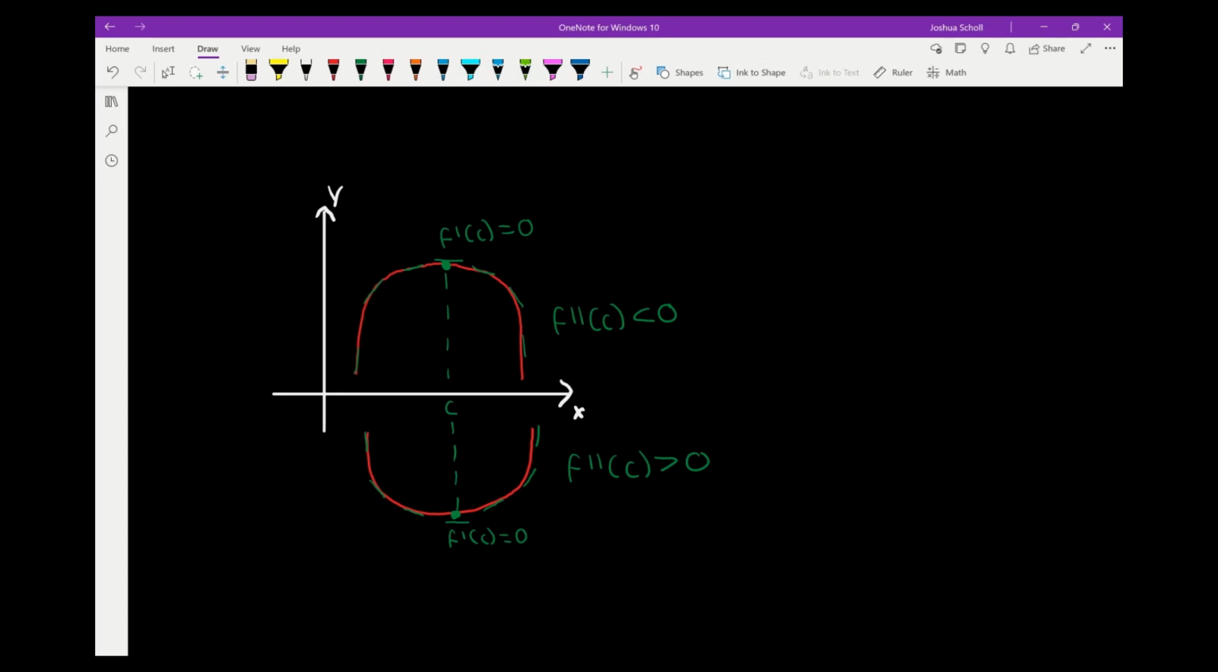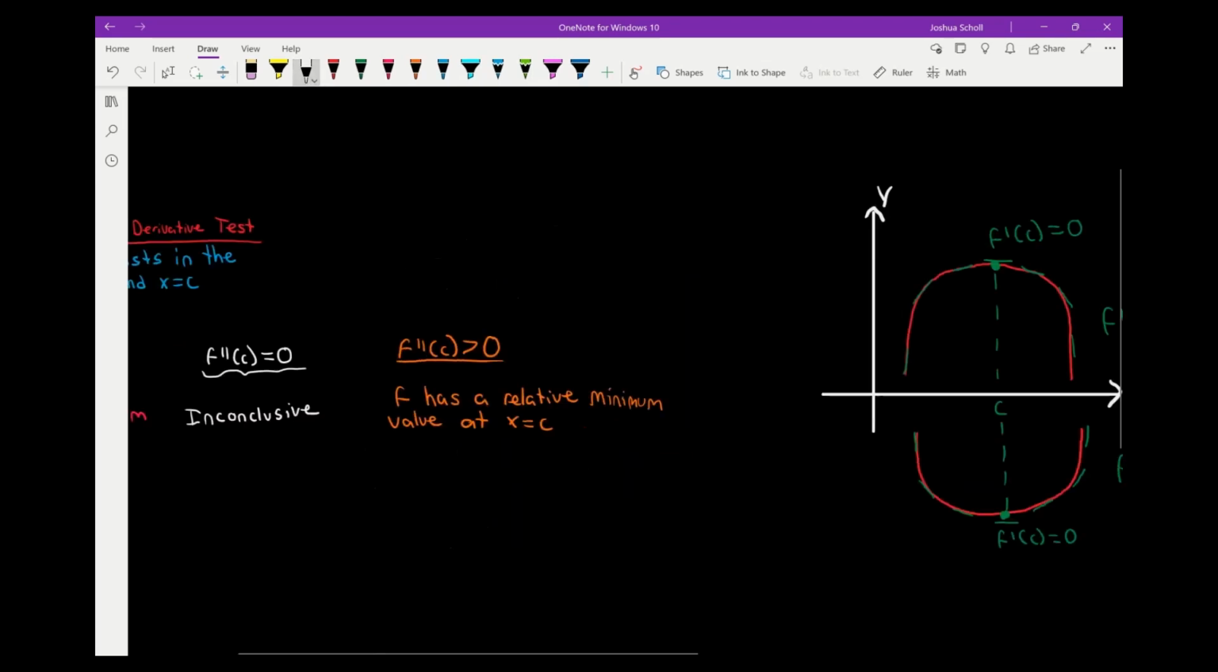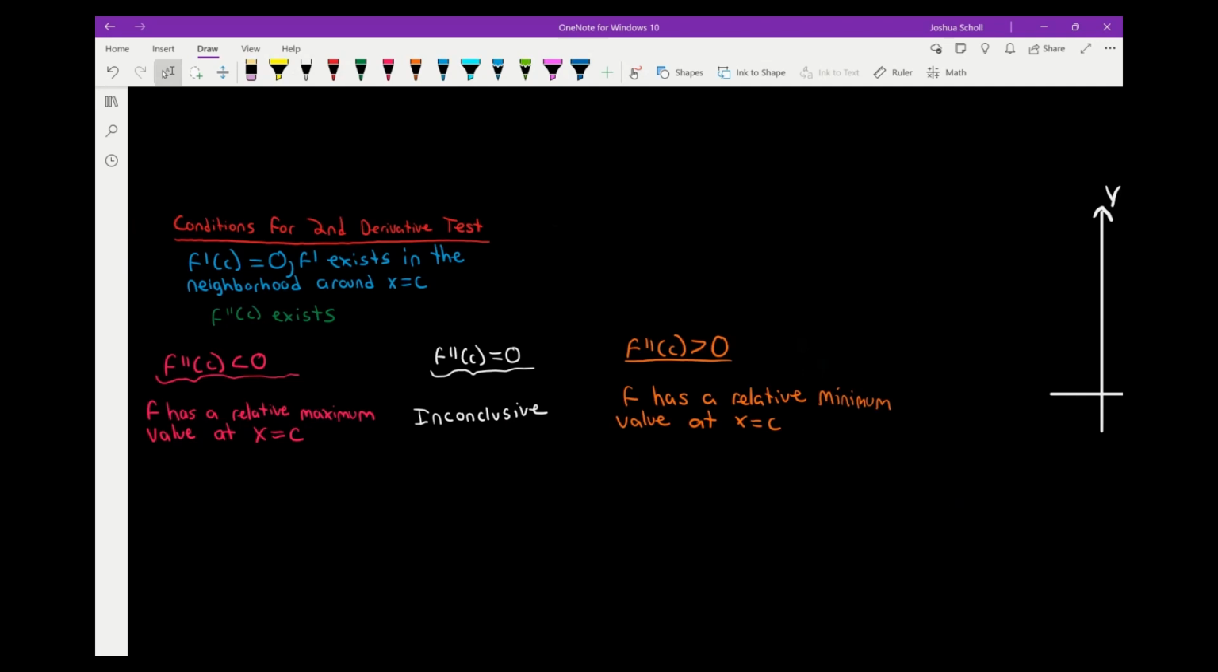Okay, so how is this knowledge important? Well, let's go over the conditions for the second derivative test. For the second derivative test to be applicable, the first derivative, or in this case f prime of c, must be equal to 0. Secondly, f prime must exist in the same neighborhood around x equals c.